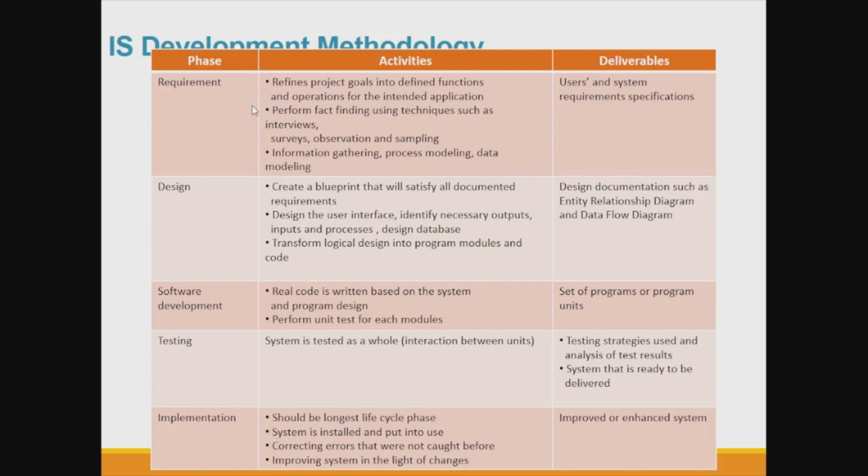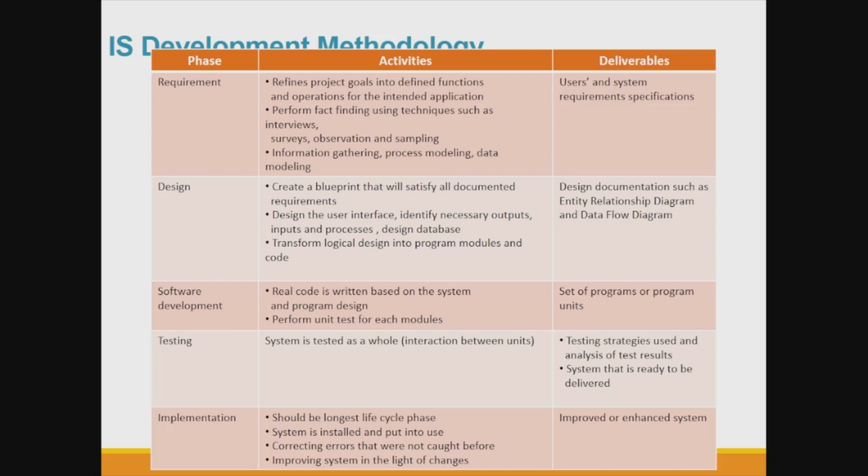And then after you are done with the first activity, the first stage, you proceed with another piece, design. You create the blueprint. Okay, the documentation part, the designing part, sketching part, and then transform it into the logical design. So based on the logical design, you will transform into the program modules and codes when you want to develop the software. So at this piece, design documentation like ERD and data flow diagram will be produced.